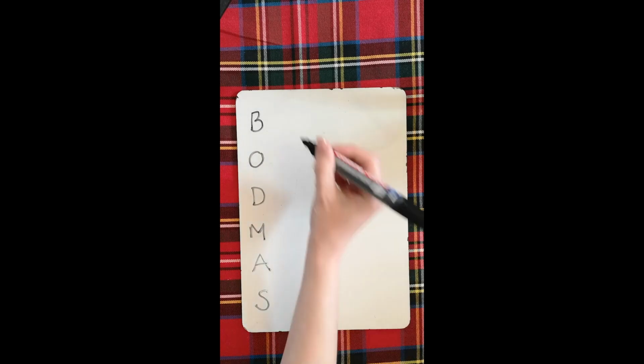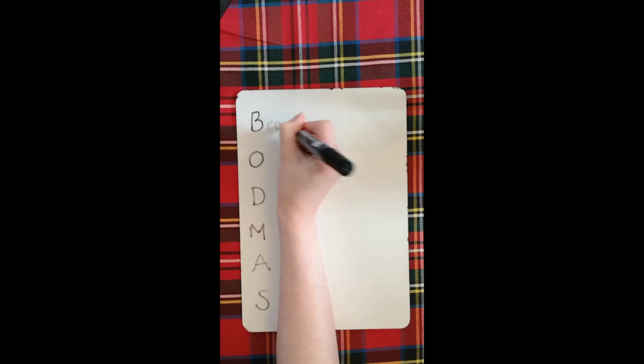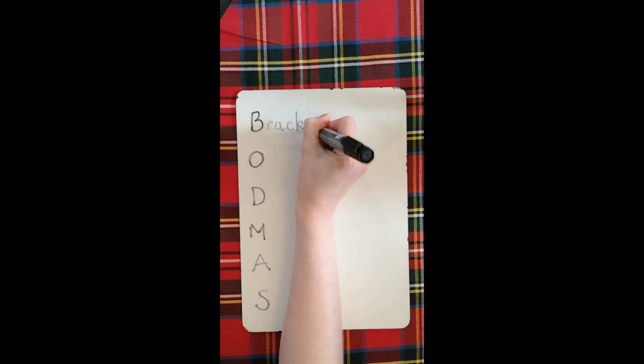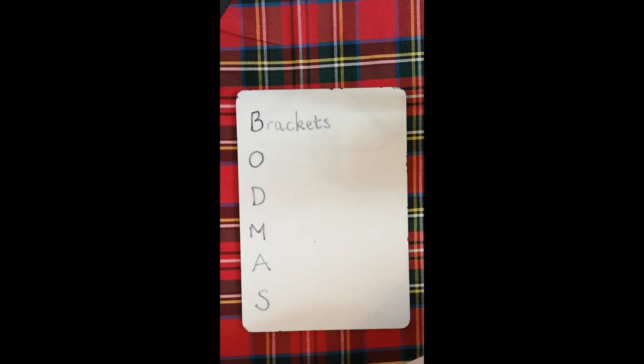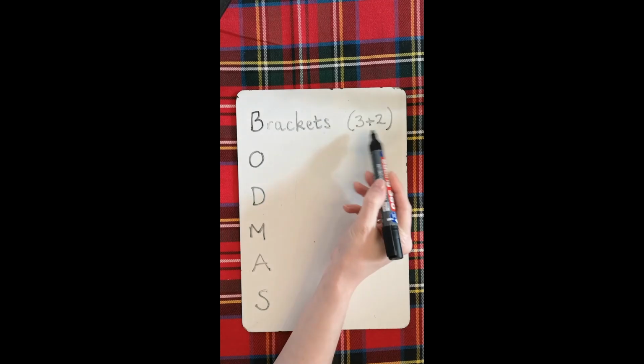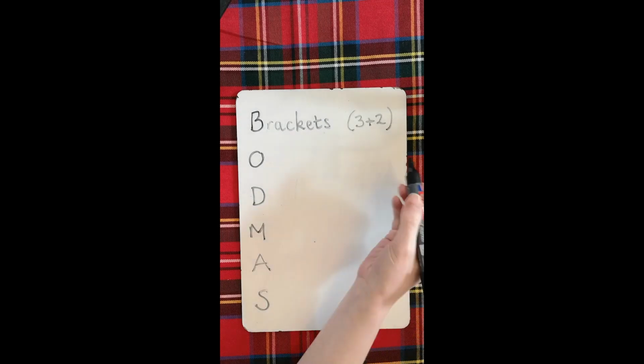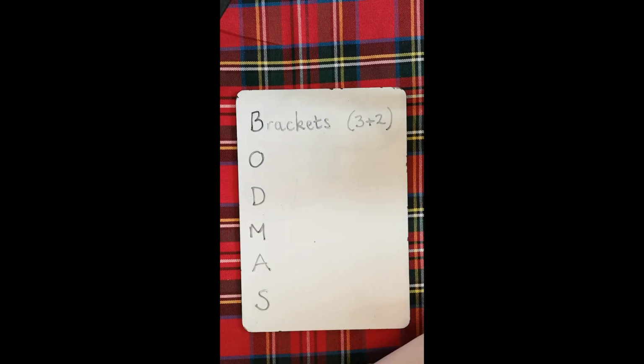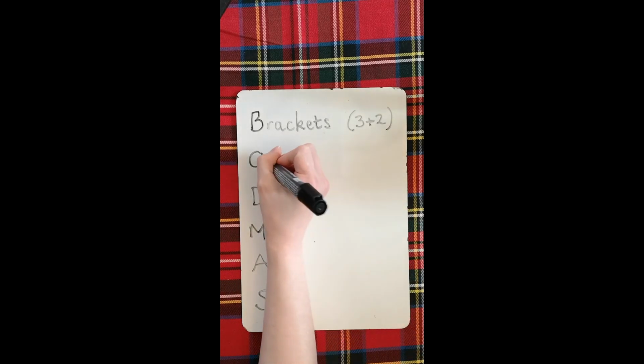The B stands for brackets. So in a calculation, we might see something like this inside brackets. That means we would do the 3 add 2 first to give us 5 when we were doing that in our calculation. Next, the O stands for order.